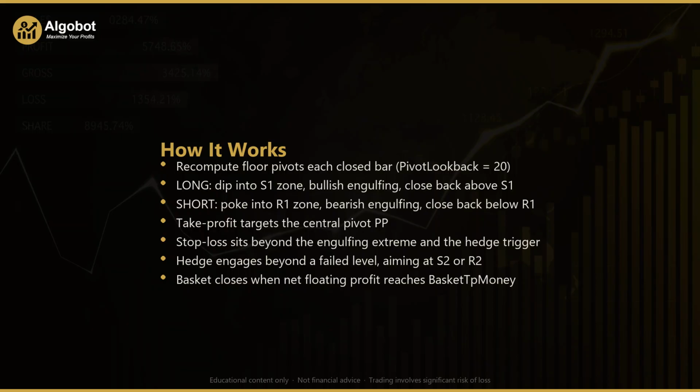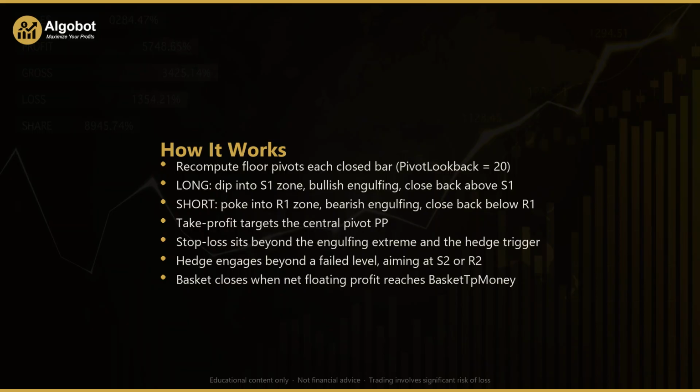The central pivot PP is the average of the high, low, and close. R1 and S1 are the first resistance and support, and R2 and S2 are the wider levels. The distance between R1 and S1, the pivot range, is then used to size every buffer in the system, so the strategy scales to any symbol or time frame without hard-coding pip values.